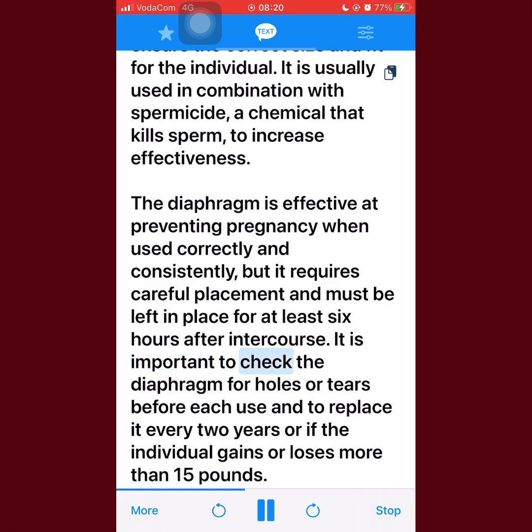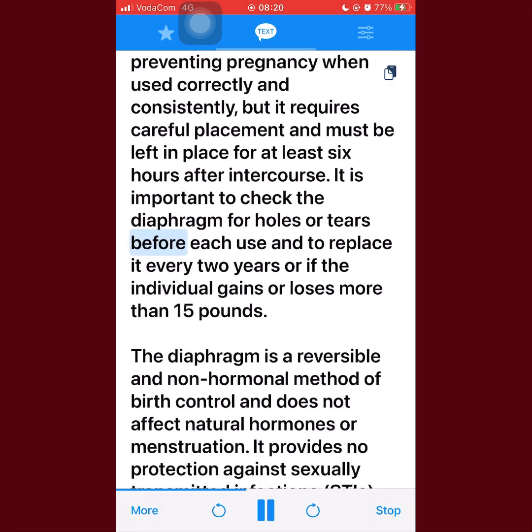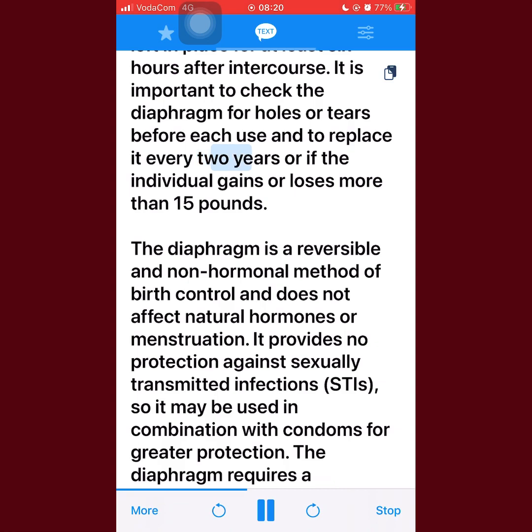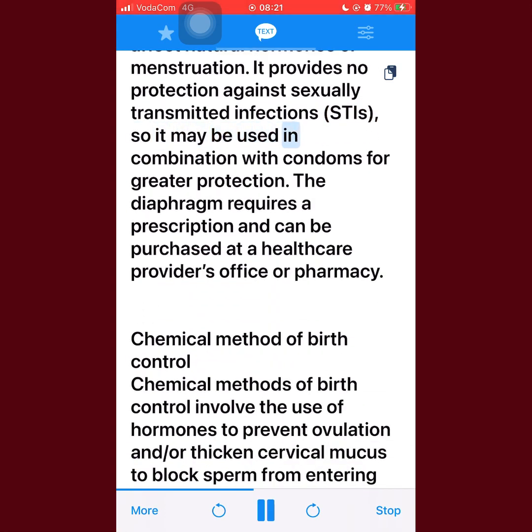It is important to check the diaphragm for holes or tears before each use and to replace it every 2 years or if the individual gains or loses more than 15 pounds. The diaphragm is a reversible and non-hormonal method of birth control and does not affect natural hormones or menstruation. It provides no protection against sexually transmitted infections (STIs), so it may be used in combination with condoms for greater protection. The diaphragm requires a prescription and can be purchased at a healthcare provider's office or pharmacy.